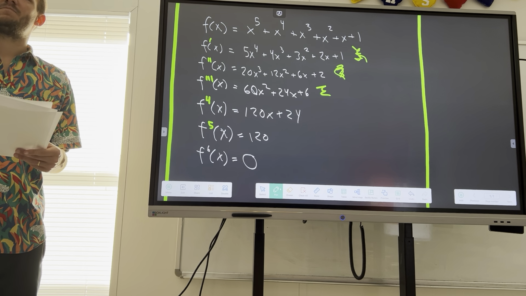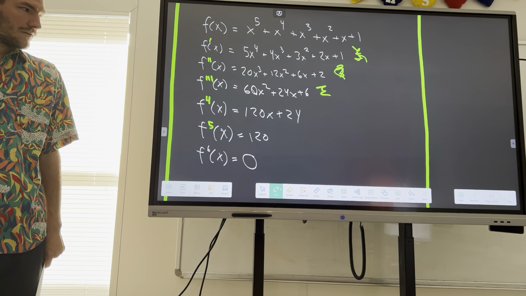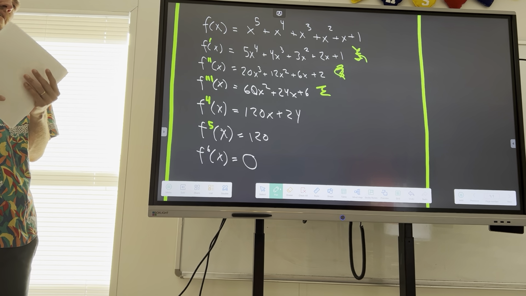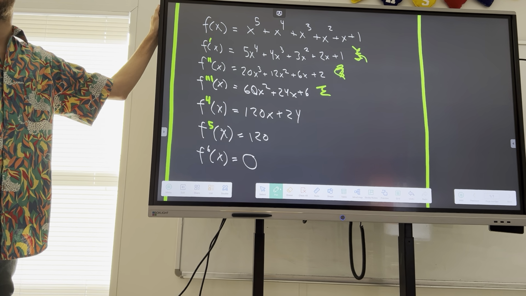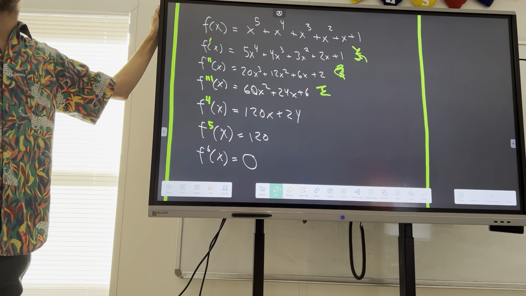Now, is there like a quick way to find a specific derivative, without having to go through finding the previous ones? That is not really a thing that you ever need to do. The reality is, we don't need to find a shortcut like this.